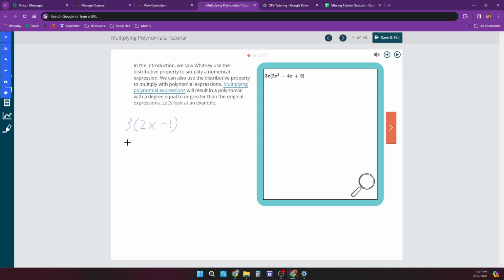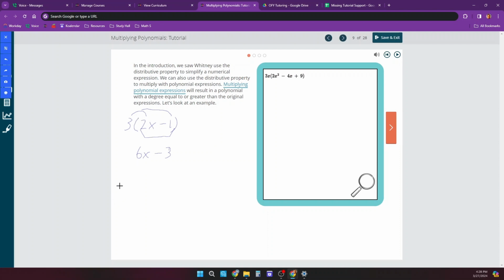I should have covered this on the last point, but I just want to remind everybody that whenever you have a number next to a parentheses, the implied operation is multiplication. So this is 3 times 2x minus 1. So when we have 3 parentheses 2x minus 1, the way that we simplify is by distributing the 3 to everything on the inside. So 3 times 2x is going to be 6x, and 3 times negative 1 is negative 3. So that's how you would distribute and solve here.